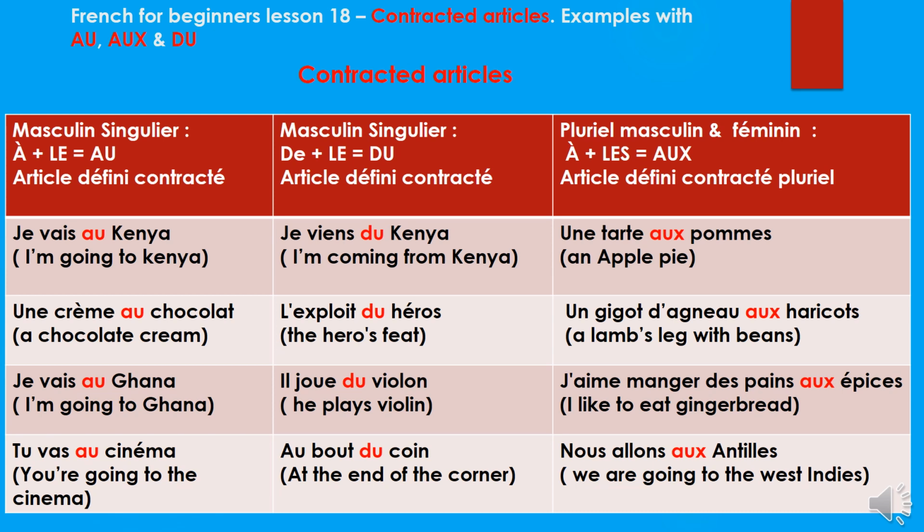Sentence number 2, in the first row still. We have 3 rows there, and we are going to go row by row. We are in the first row. Une crème au chocolat. Say une crème au chocolat. A chocolate cream.